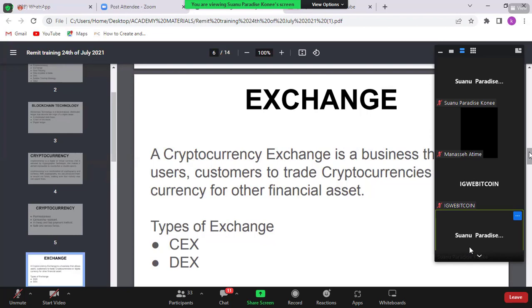If I want to buy or sell my cryptocurrencies, I must buy and sell it somewhere. And where will I sell it? It is known as an exchange. So simply put, an exchange is what a market is to you. So an exchange is a cryptocurrency market. Do you understand that? An exchange is a cryptocurrency market.